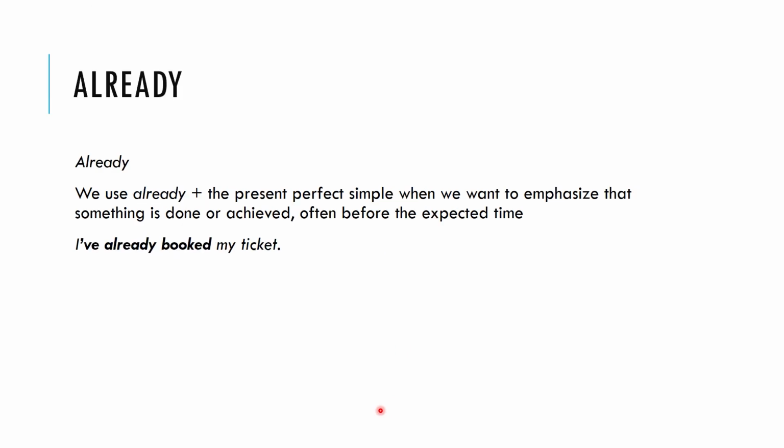Now we use already with the present perfect simple when we want to emphasize that something is done or achieved, often before the expected time. Okay? Look at the example. I've already booked my tickets. Okay? So this booking of the tickets, it's an action that we have achieved or we have done. So it's before the expected time.